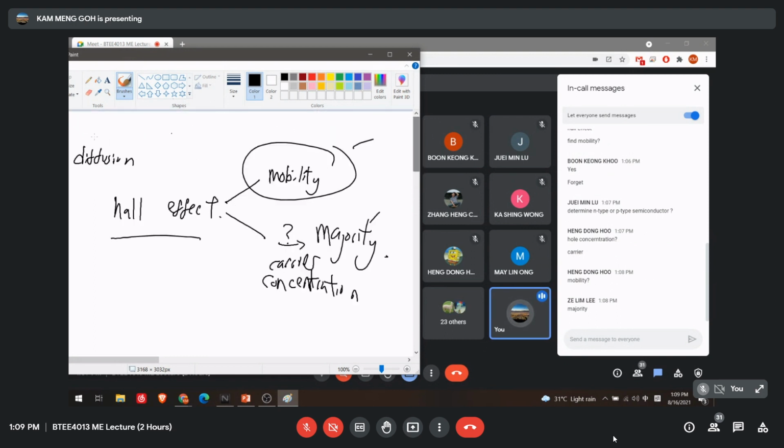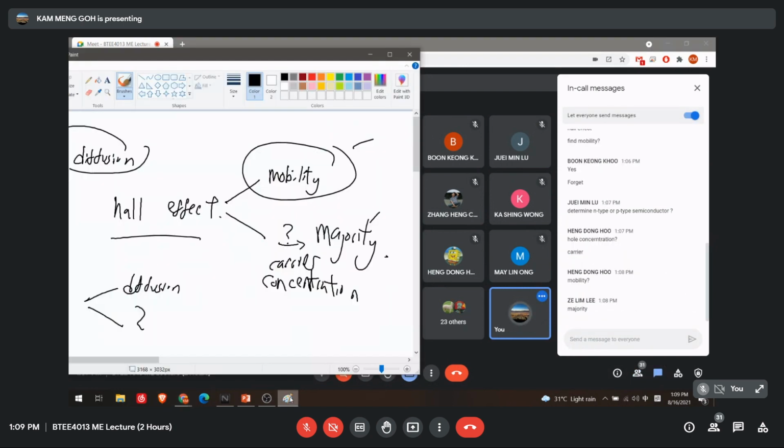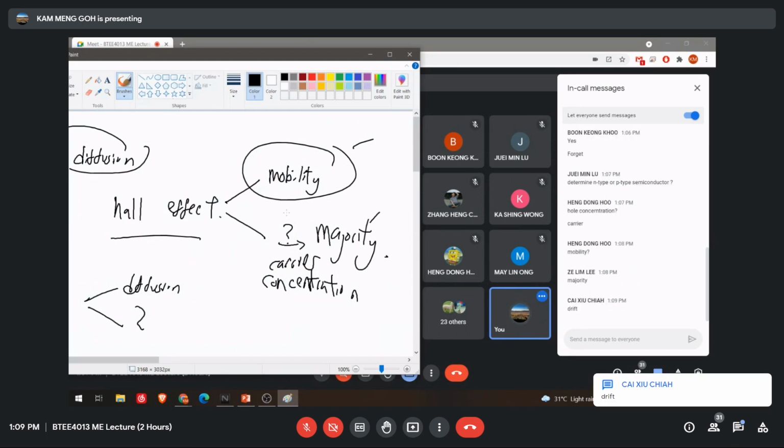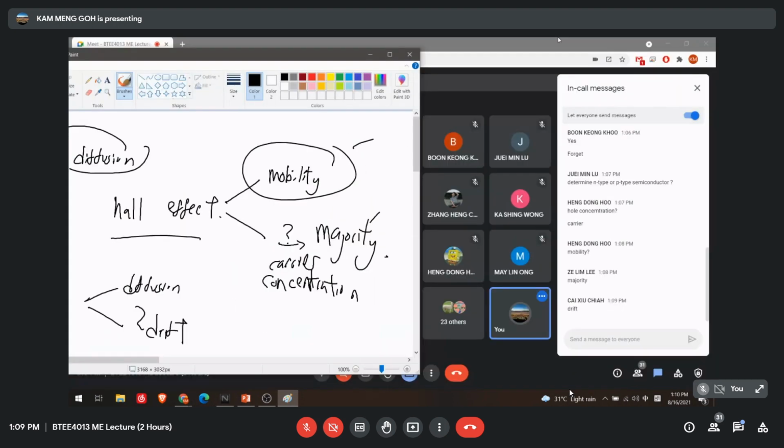Okay, just now some of you mentioned the diffusion. Besides diffusion, what is the next one? We have two types of transportation. One is the diffusion. What is the other one? Are you here? Yep, drift. So we have a diffusion current density and a drift current density. So basically, this is all the content that we learned in the last lecture.